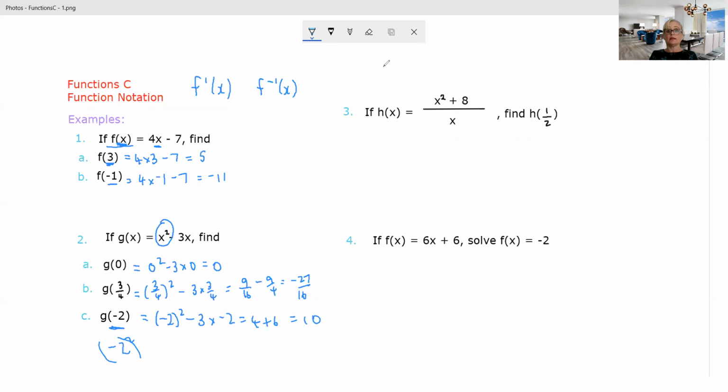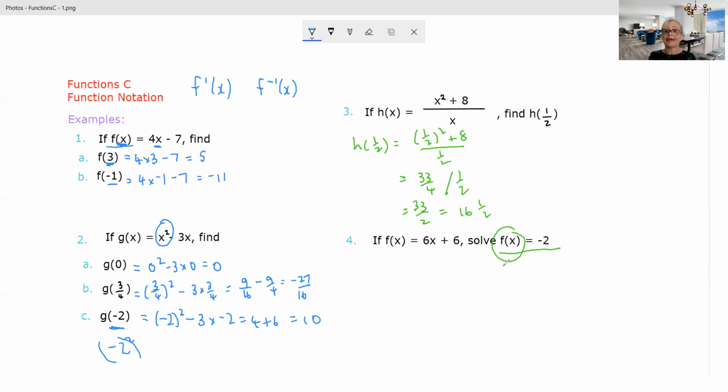So what we're going to get here is h of a half is going to be a half squared plus 8 divided by a half. What are we going to get? 8 and 1/4, which is, okay, so we're going to get 33 on 4 divided by a half, which is 33 on 2, which is 16 and a half. This one here, same sort of thing as normal, but we're solving an equation.